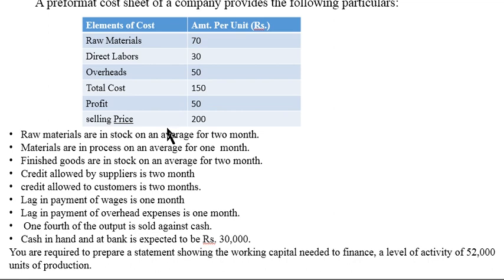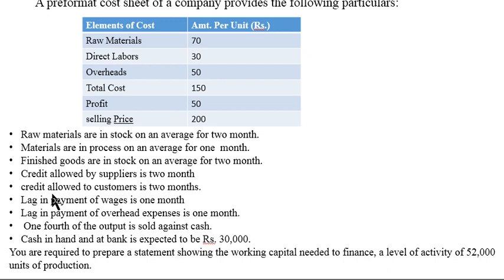Raw materials are in stock on an average for 2 months. Materials in progress are on an average for 1 month. Finished goods are in stock on an average for 2 months. Credit allowed by suppliers. Suppliers is nothing but the creditors. So another name for creditors is suppliers.